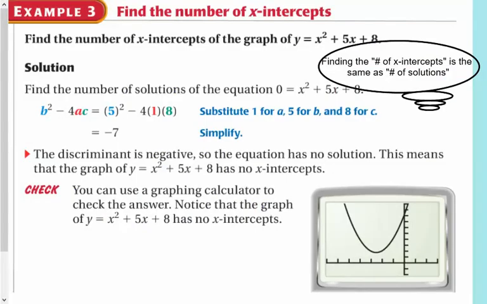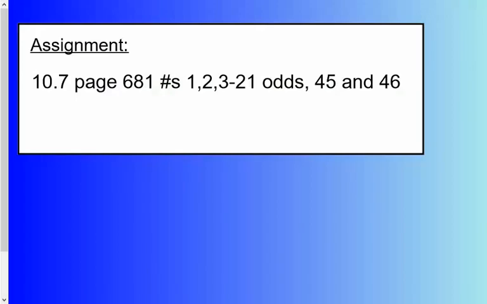And if they want you to find the x-intercepts, it's the same thing as finding the solutions or the roots. So nothing new there. And that's all there is to the discriminant. There's your assignment. Let me know if you guys have any questions, and thank you for tuning in to this lesson.